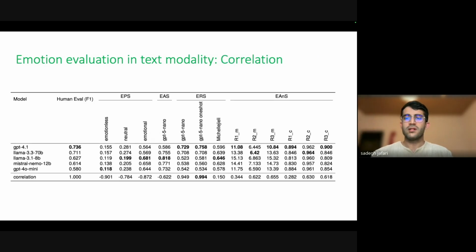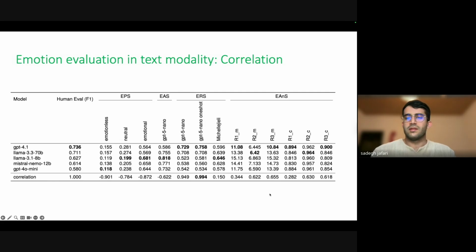So this is the table. As you can see here, we have different values for automatic metrics and also human evaluation. Human evaluation is based on the F1 score, where we compare the original, the given, and the target emotions with the annotated emotions, with the final emotions that the users on Prolific annotated. So here in the last row, we have correlation. The correlation is the correlation between these numbers and each of these numbers.